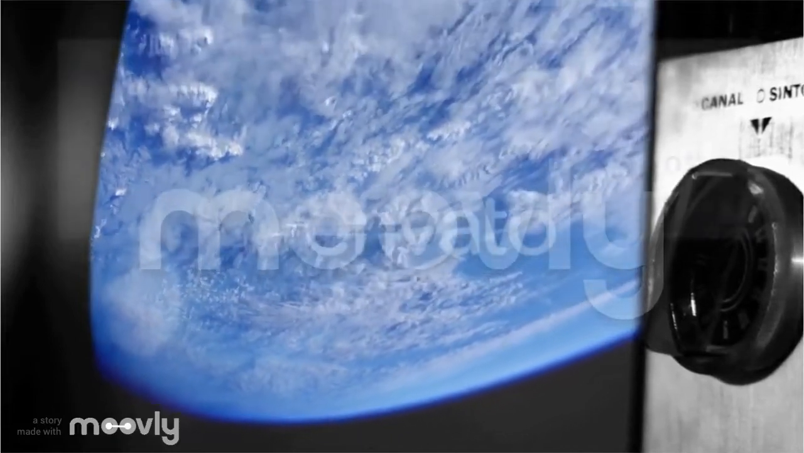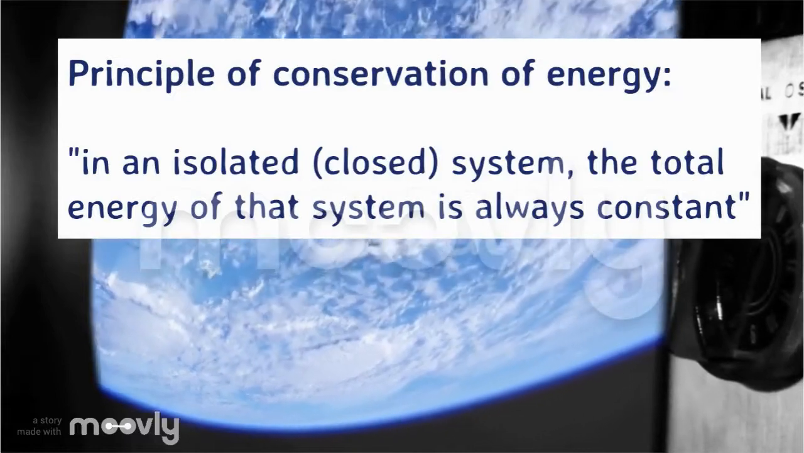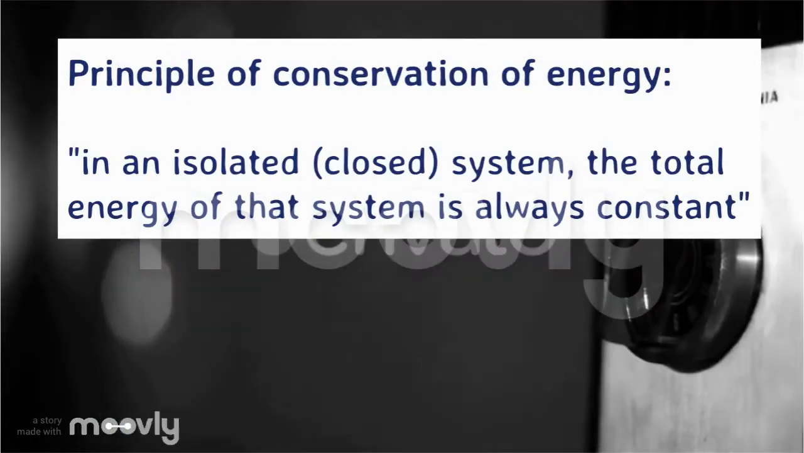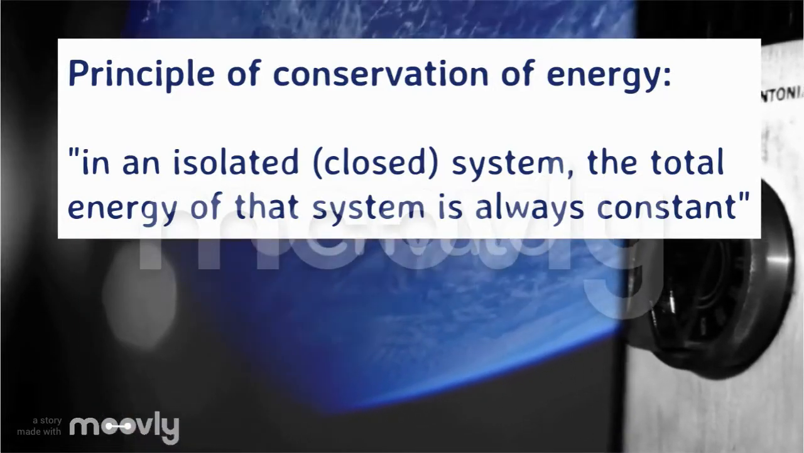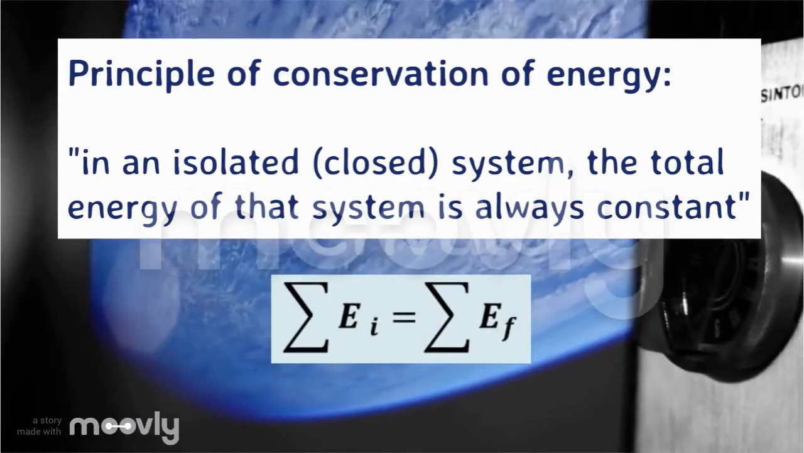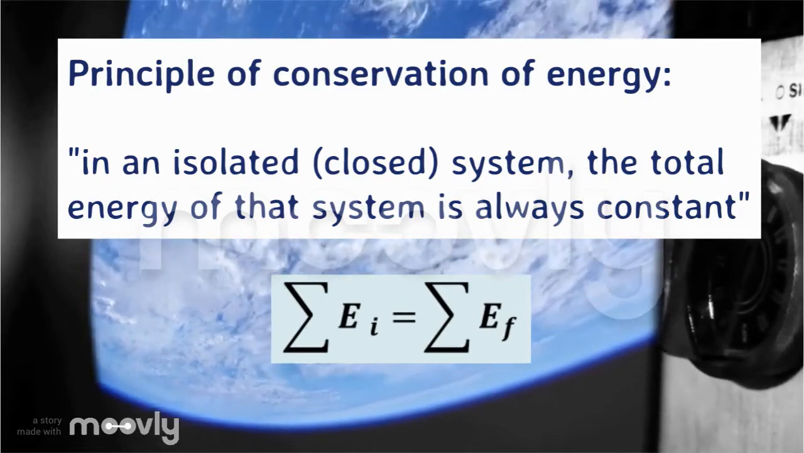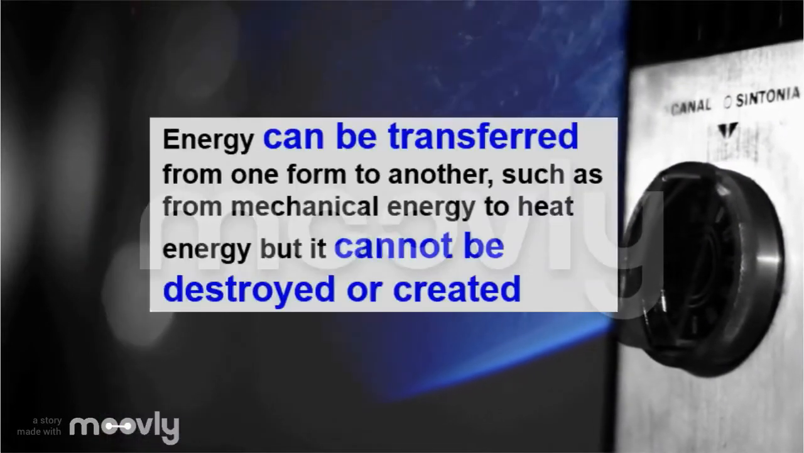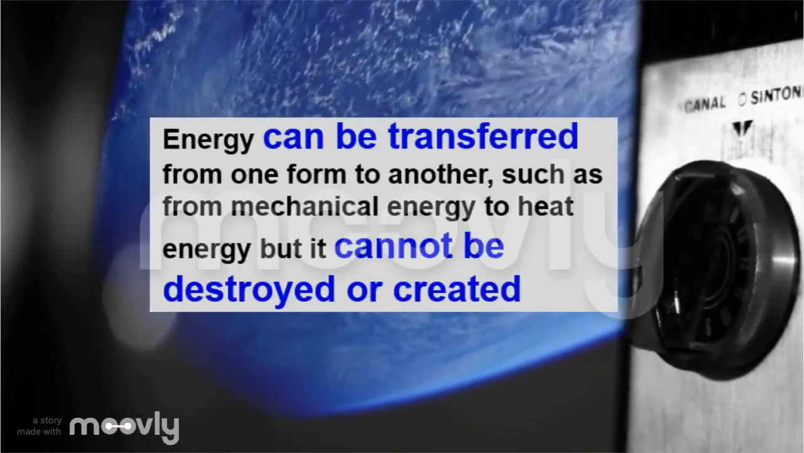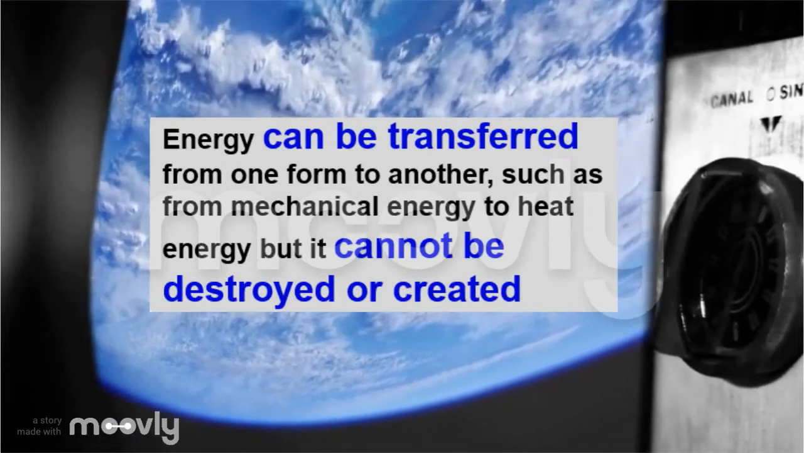So let's learn about the principle of conservation of energy. It's probably one of the most famous laws in physics. It states that in an isolated or closed system, the total energy of that system is always constant. To put that into a formula, the summation of the initial energy is equal to the summation of the final energy. So energy can be transferred or transformed from one form to another, such as from mechanical energy to heat energy, but it can never be destroyed or created.